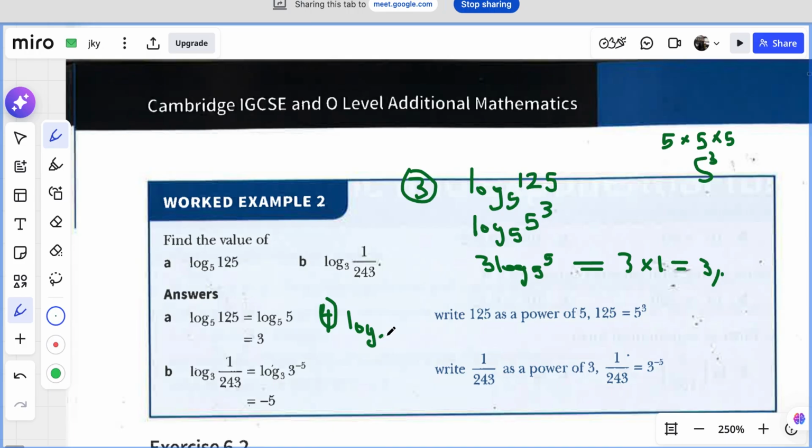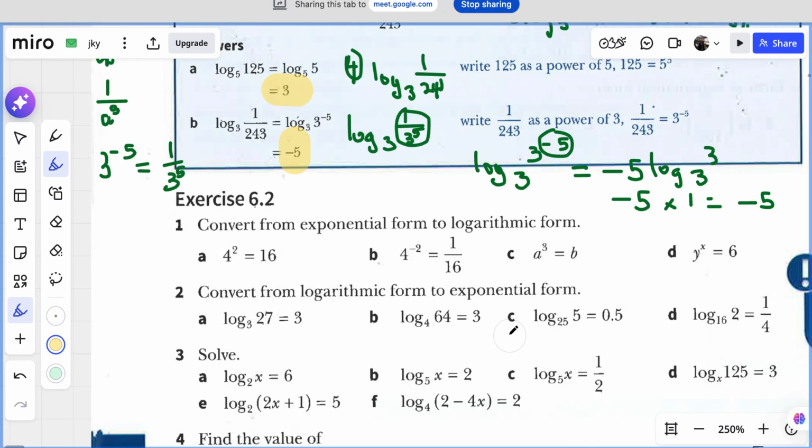So negative 5 times 1 will be negative 5. So our answer to this question will be negative 5. Negative 5 times 1 will be equal to negative 5. Okay? So our answer is negative 5 for this question. For this one, this is how they got 3.